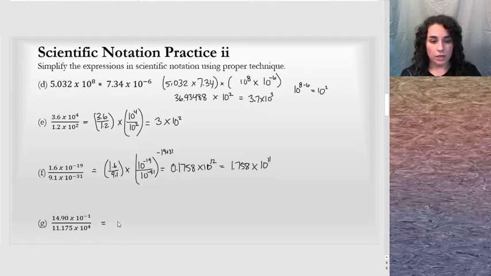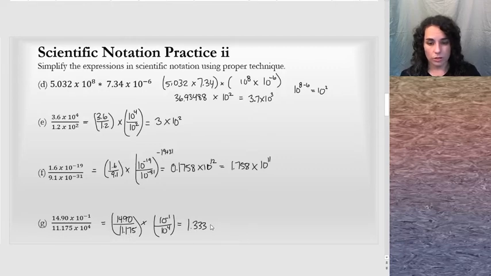And similarly here, 14.90 divided by 11.175 times 10 to the negative 1st over 10 to the 4th. We're going to do each one of these terms separately. You divide this out and you get 1.333. Conveniently, it's all 3's. And then notice I have 10 to the negative 1st and 10 to the 4th. When I bring it up, bring the reciprocal, so I get 10 to the negative 5th power.